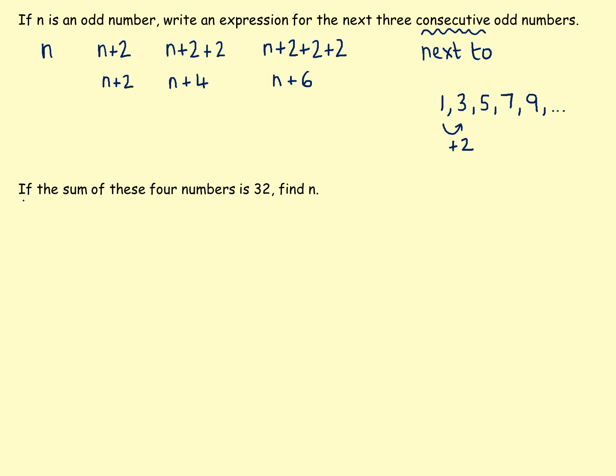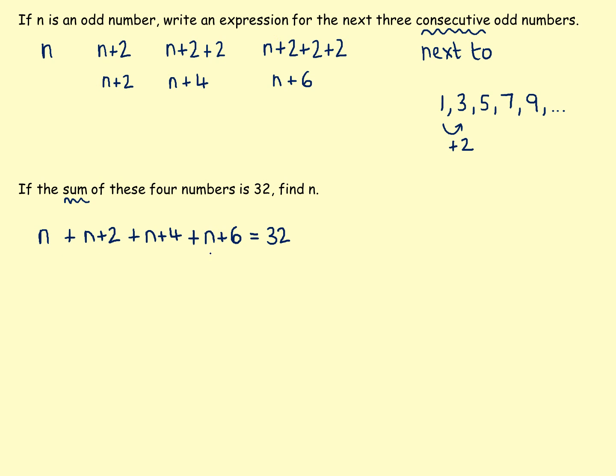Now it tells me in the second bit, if the sum of these four numbers is 32, find n. So this is the bit when we're going to have to write an equation. So I know that if I add these four numbers up, take the sum of these four numbers, I get the answer 32. So n, first number, plus n plus 2, that's my second number, plus n plus 4, plus n plus 6. So when I sum those first four numbers, I get 32.